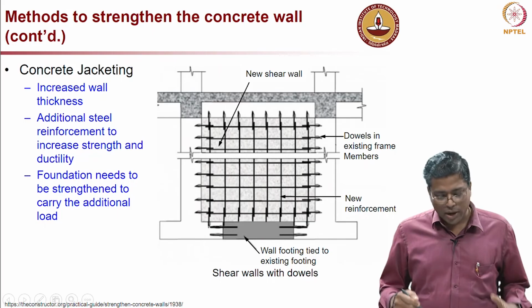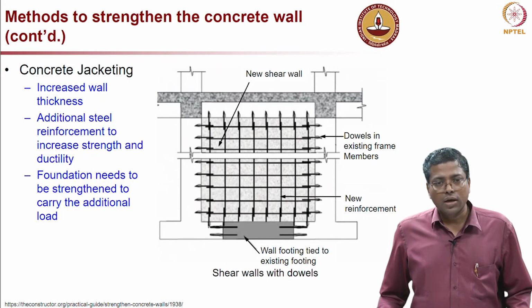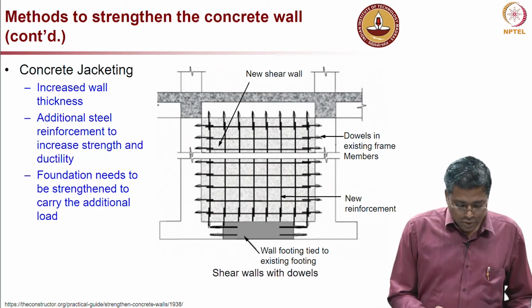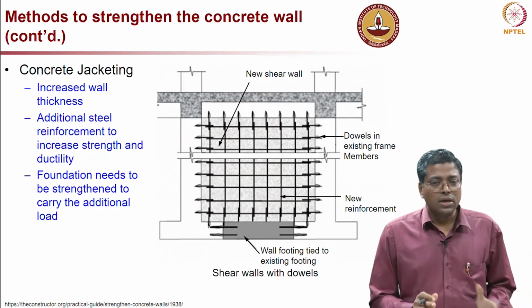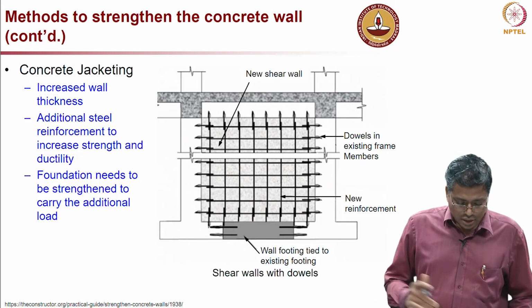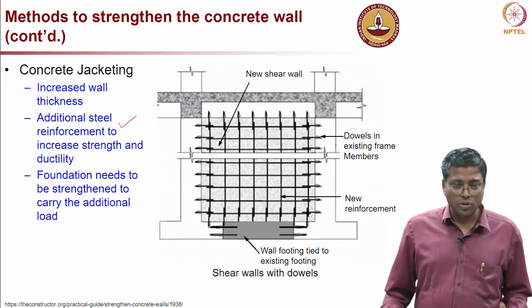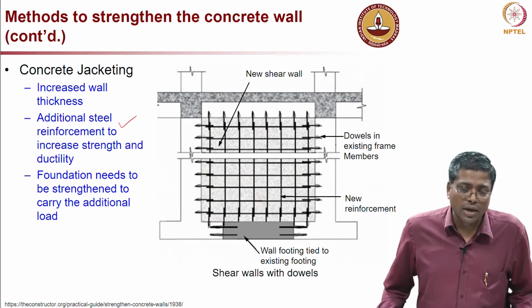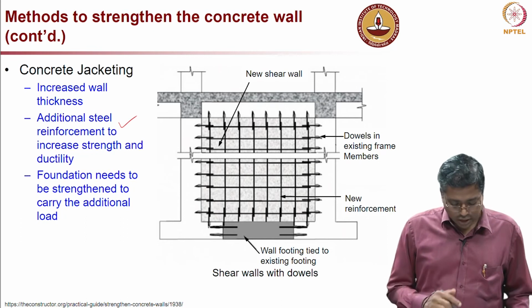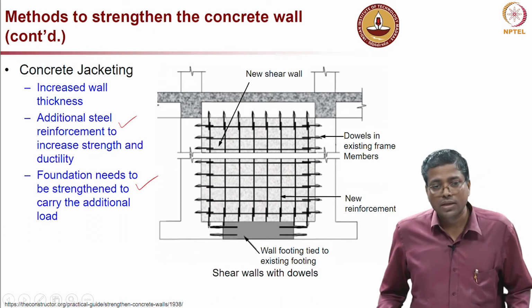The other way is providing additional reinforced concrete, that is, concrete jacketing. The problem with this is that the thickness of the wall will significantly increase as compared to the steel plate system. Additional steel reinforcement is used to increase the strength and ductility, which is also the case with the other one. But then the foundation needs to be strengthened to carry the additional load.